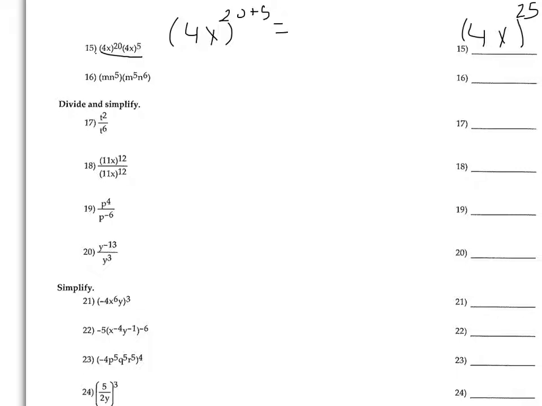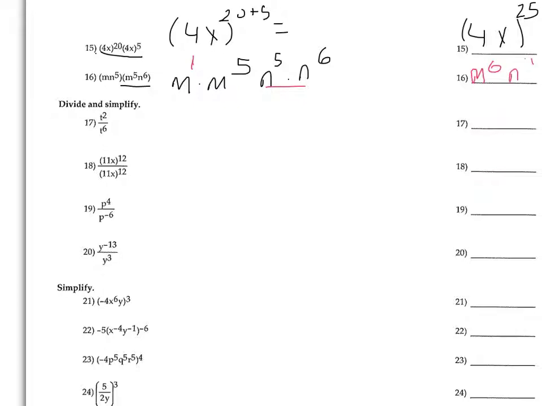Okay. Now here, we're going to multiply like bases. We don't have the same thing, but we can multiply the m's. That is m times m to the 5th, and n to the 5th times n to the 6th. Because there's an implied 1 right here, we add these up. M to the 5th times m to the 1st is m to the 6th. Here, n to the 5th times n to the 6th is n to the 11th. So that's what we have here.